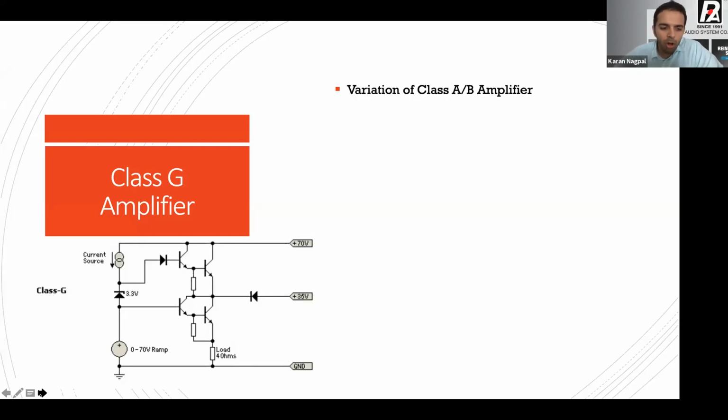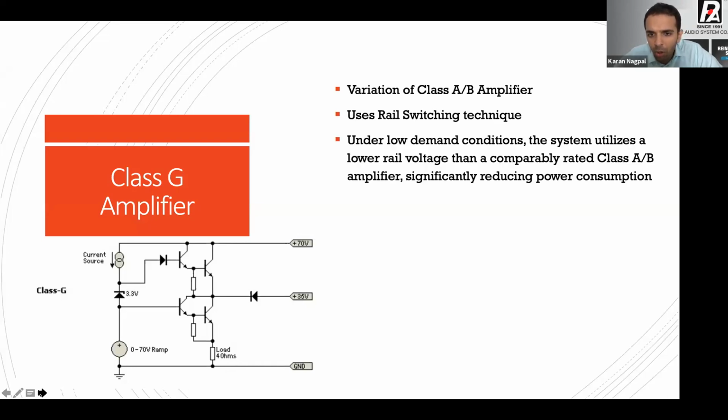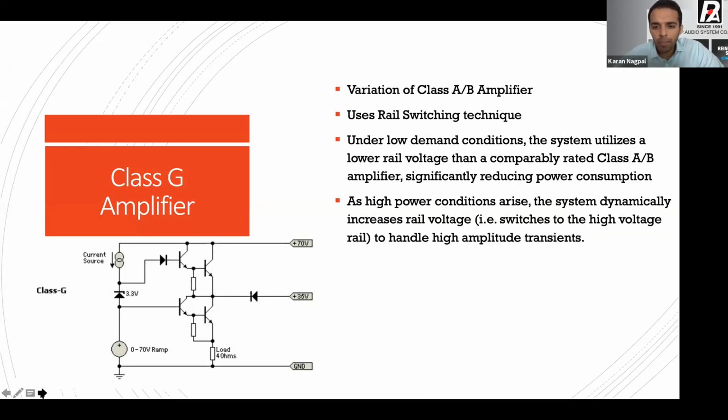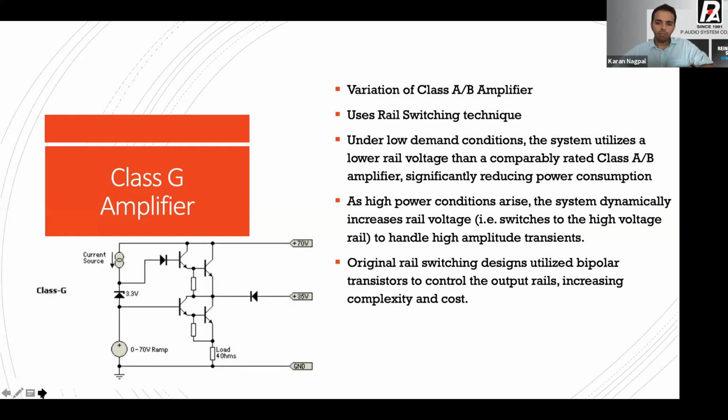So it's a small variation of the class AB amplifier, and in a low demand condition the system uses a lower rail voltage compared to a class AB amplifier. So its power consumption again becomes significantly lower. As high power conditions arise, the system dynamically increases rail voltage to handle high amplitude transients. Again, the previous rail switching design used bipolar transistors to control the output rails, increasing complexity and cost. And this is one kind of amplifier that we did.